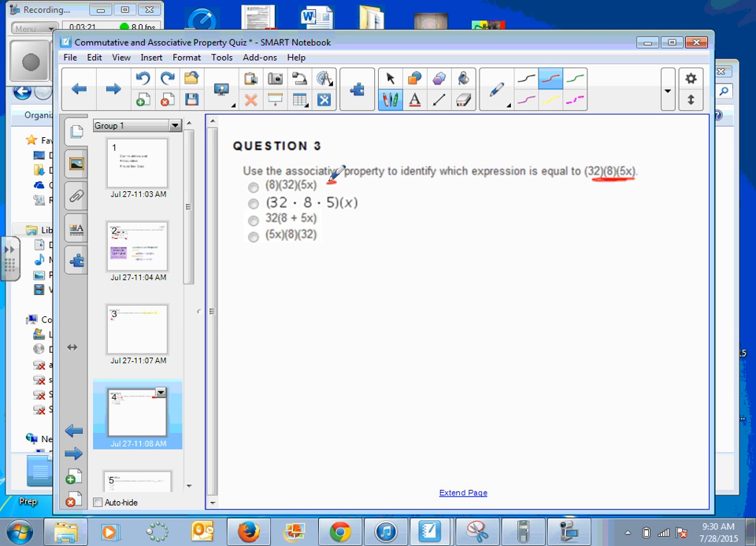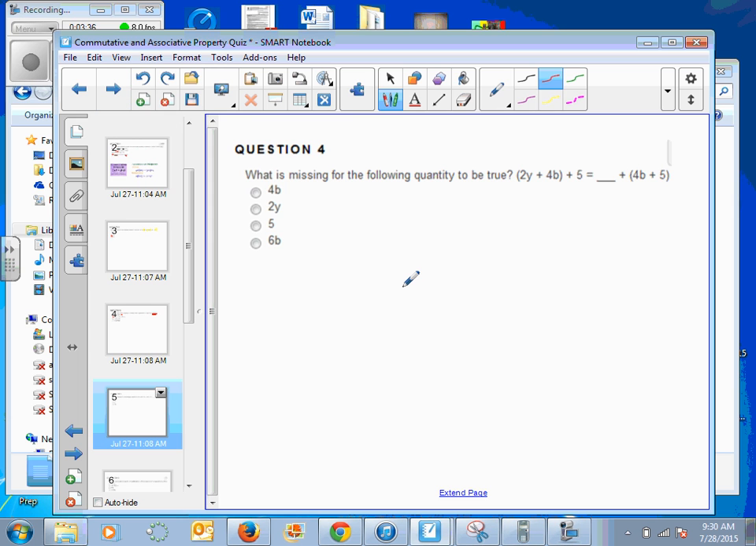Choice B, 32 times 8 times 5 times x. That is a change in how they group things together. So we're going to take that one. Things got grouped a little bit differently, but we have the same thing. That's associative.